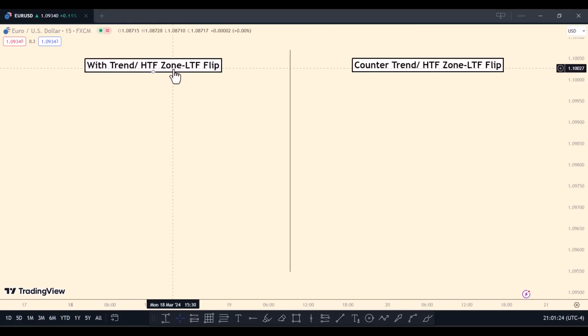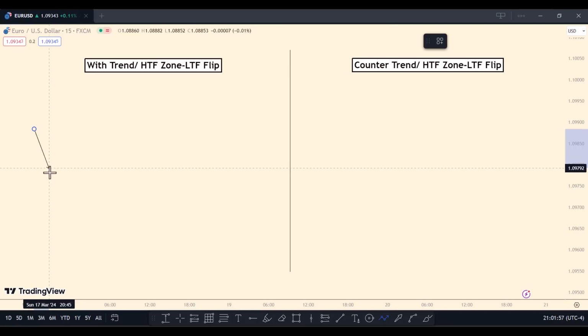Now, with the higher time frame zone, I'm going to give you all the possibilities or the variations that you're going to face when you trade live markets. Also, with the lower time frame flip, I'm going to give you all the possibilities and the variations that you will face and how to deal with them. So let's start with this one, with trend, a higher time frame zone, lower time frame flip. So let's say that the market is trending like this.